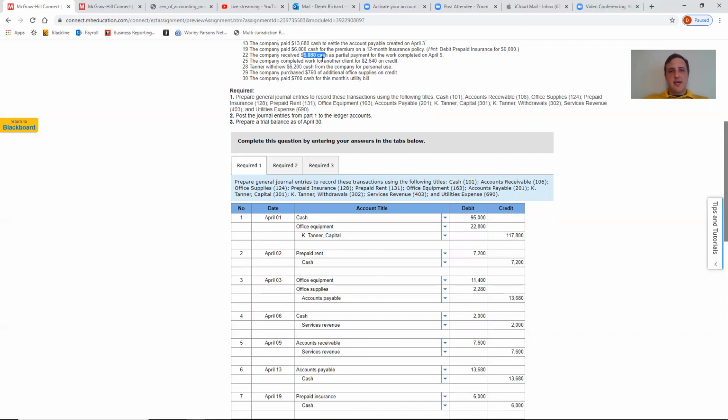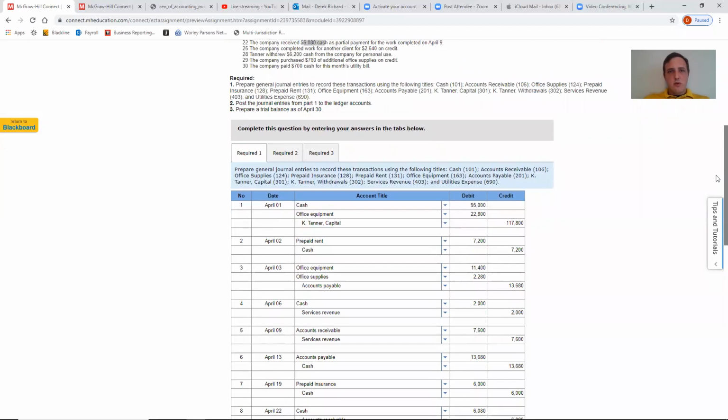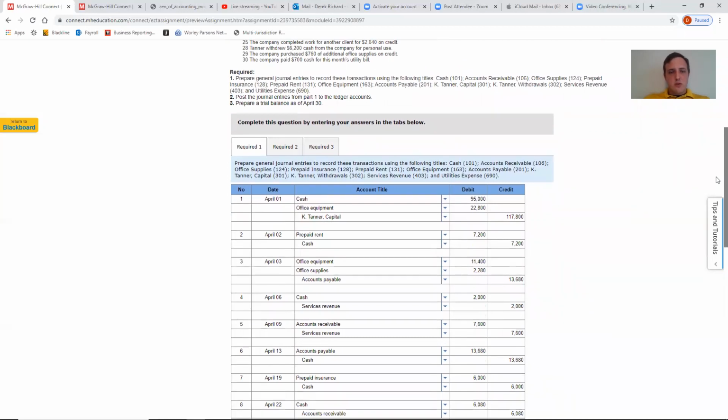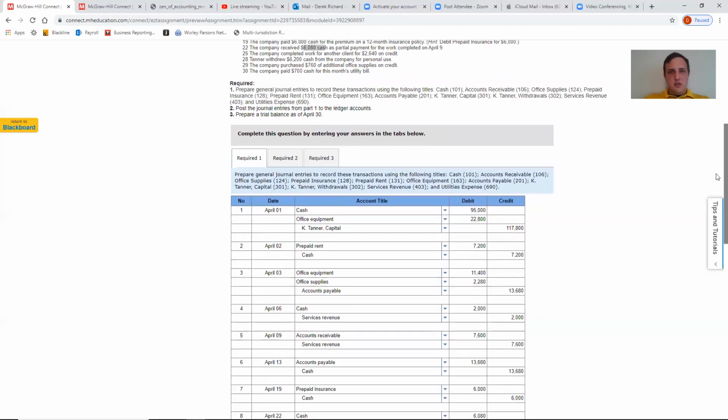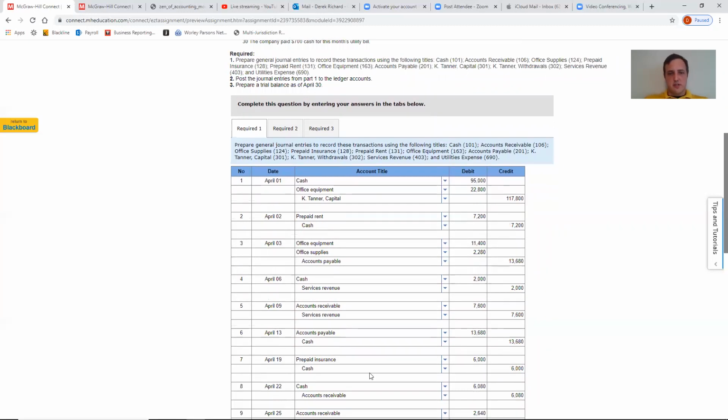We received cash as partial payment for the week. So here, the accounts receivable is going down because they're paying on it. They no longer owe us that amount. Okay, yes, that's right there. Increase cash, decrease accounts receivable.